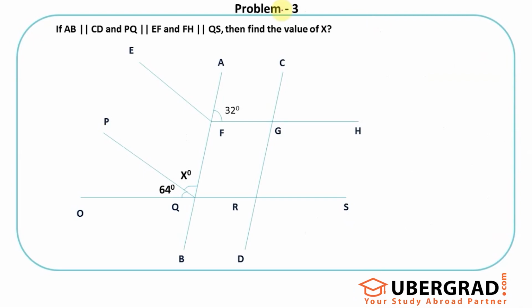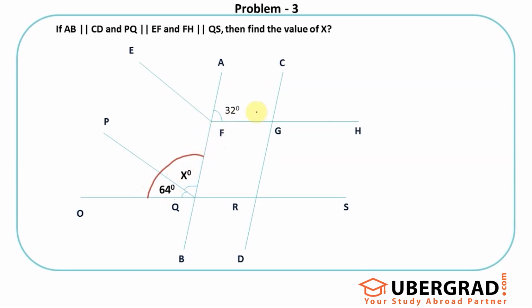Now AB is parallel to CD, that is this line is parallel to CD, PQ is parallel to EF, and FH is parallel to QS. Find the value of X, that is this, right? So I know this is X, this is 64. If I can find this entire angle, right, that is this angle, I can definitely get X. And that seems to be an easier approach for me.